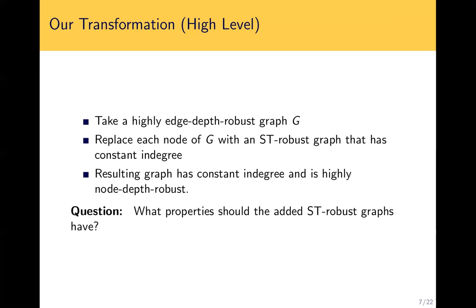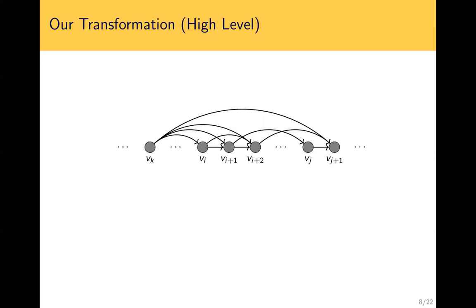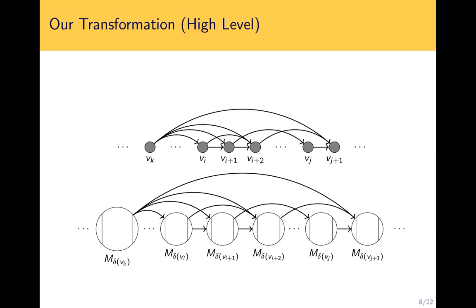So the question that we'll answer is, what properties should this added ST-robust graph have? So we can translate between edge depth robustness and node depth robustness. Just as a pictorial example, say we have part of some graph here, and our transformation would just replace each of these nodes with an ST-robust graph.